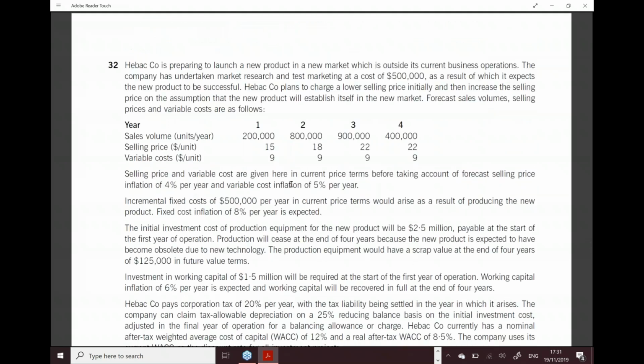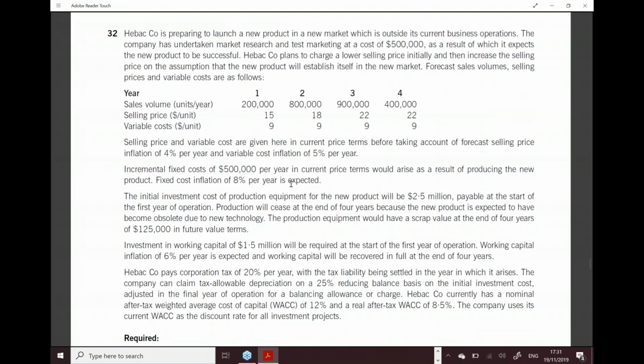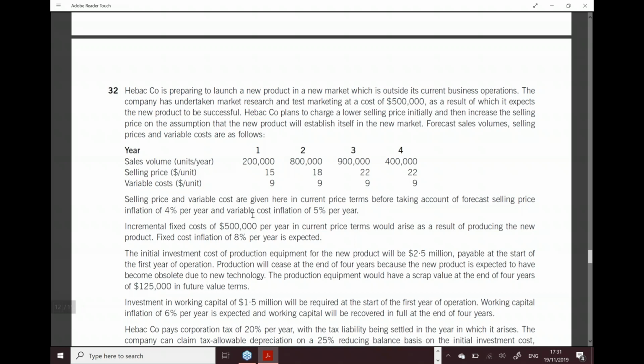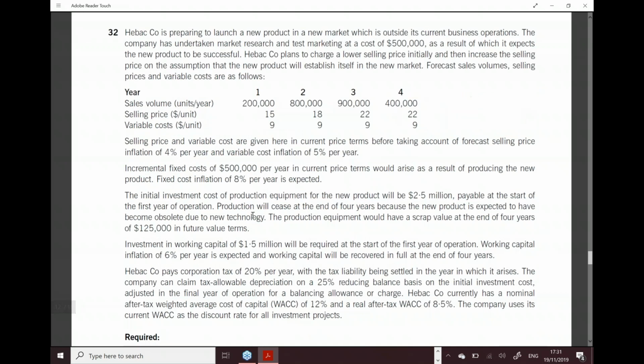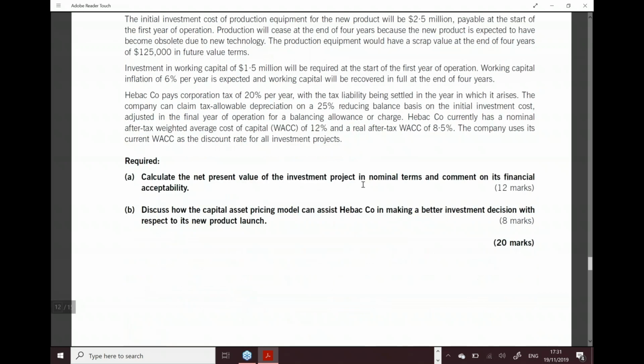investment appraisal. So a lot of data given. So now, okay, let's see what our requirements are. Calculate the net present value of the investment project in nominal terms. What does nominal terms mean? With inflation. So the important thing to understand is if you're calculating anything in nominal terms, you should be taking the nominal cost of capital. If you don't have the nominal cost of capital and the real, you can use the Fisher equation and make that adjustment. Discuss how the capital asset pricing model can assist.